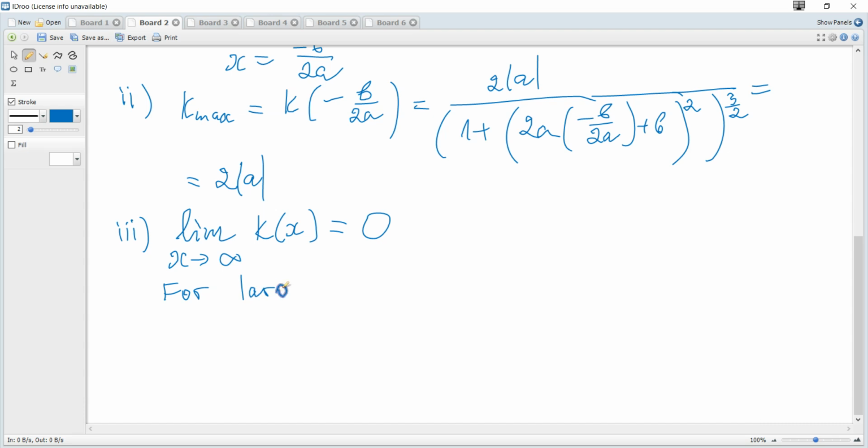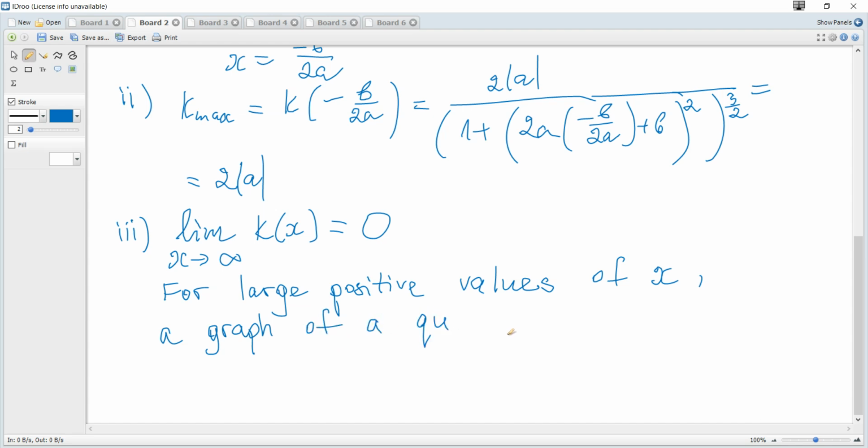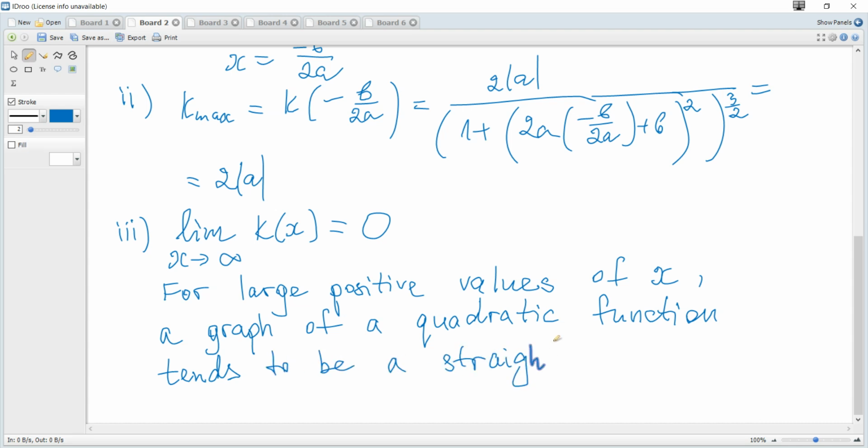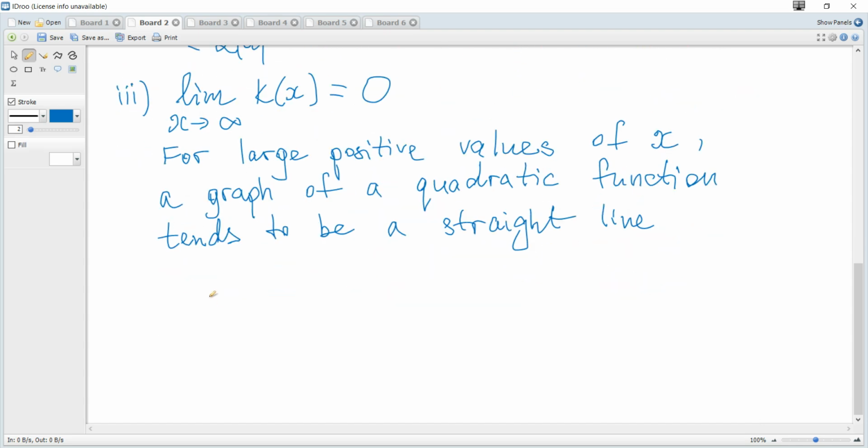So I can say that for large positive values of x, a graph of a quadratic function tends to be a straight line.